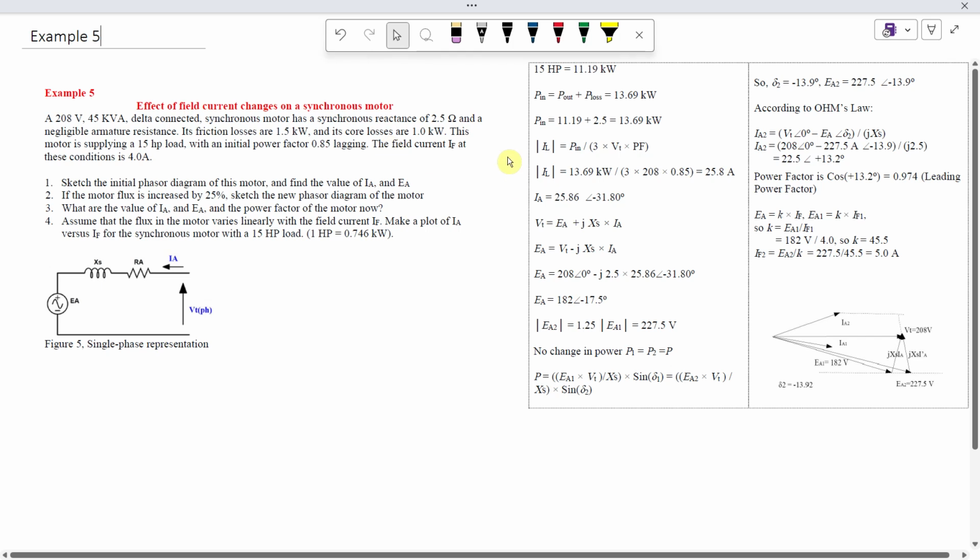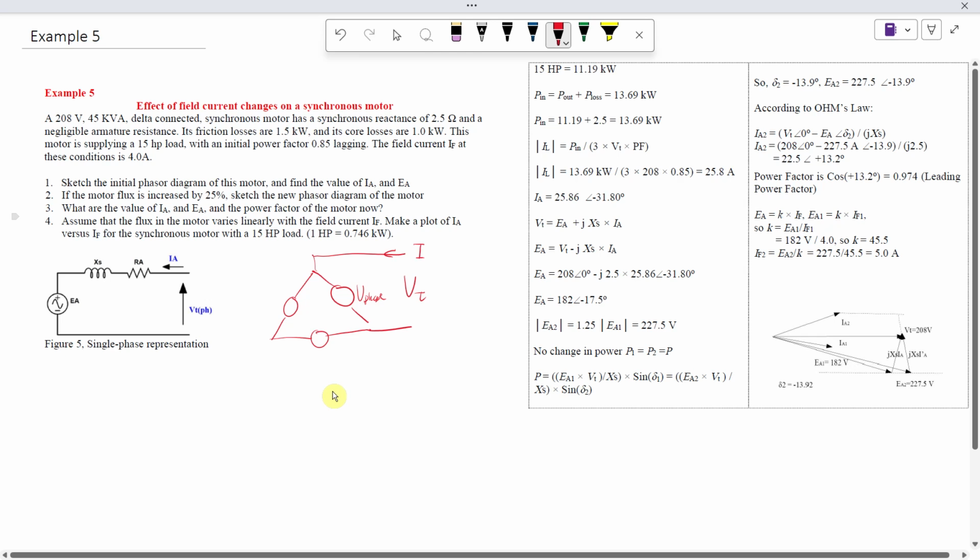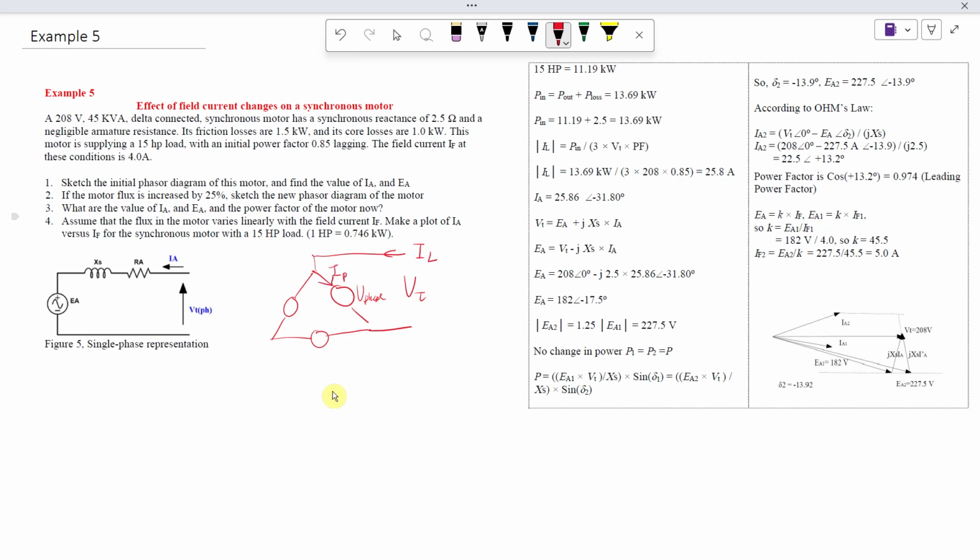Then we did this several times. We want to calculate the IA and EA to solve this circuit, and we know that the terminal voltage is the phase voltage. It's VT, V phase, they are the same, but the other way around. So the current goes in. This is a line current, and that is the phase current. They are different.